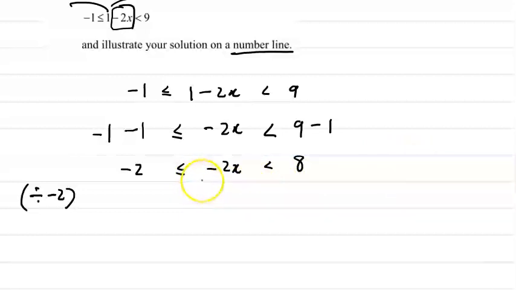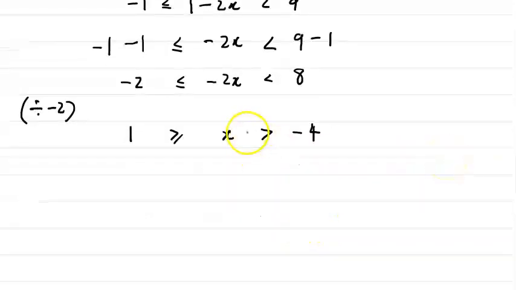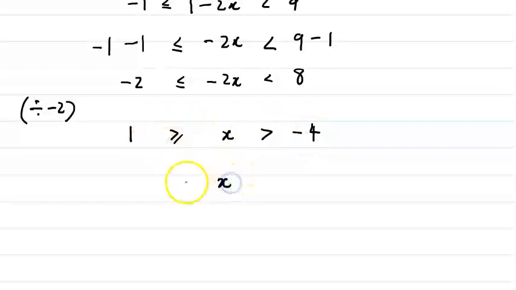So therefore, let's look at it. What's going to happen? Minus 2 divided by minus 2 is 1. The inequality is going to change. That's going to become x. And now 8 divided by minus 2 is minus 4. So now your solution will read as follows. x must be greater than minus 4 and less than or equal to 1. Now you can write it like this. x greater than minus 4, less than or equal to 1.